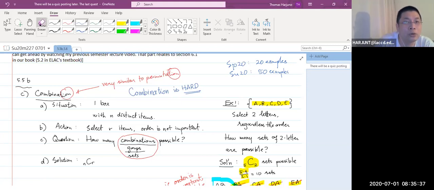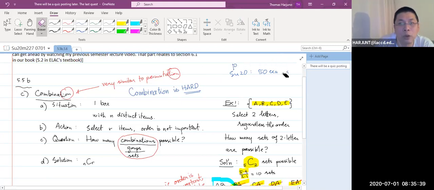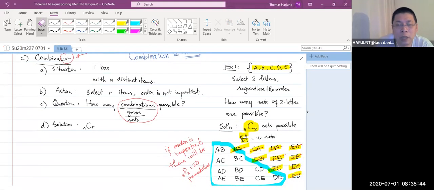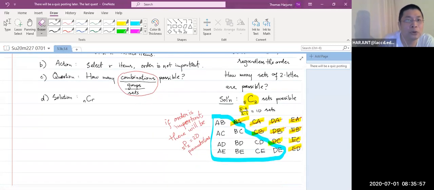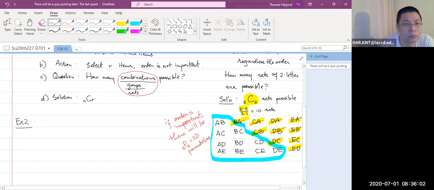Now, let me show you this example here. So we already have example one. We have letters A, B, C, D, E, and we want to select 2 letters regardless of the order. How many sets of 2 letters are possible? And we computed it. There are 10, right? That's our example one. Now let me show you example two. There are 5 points on a circle.